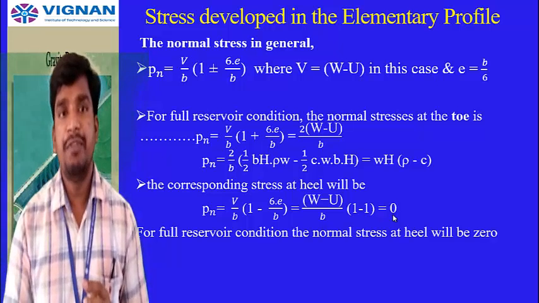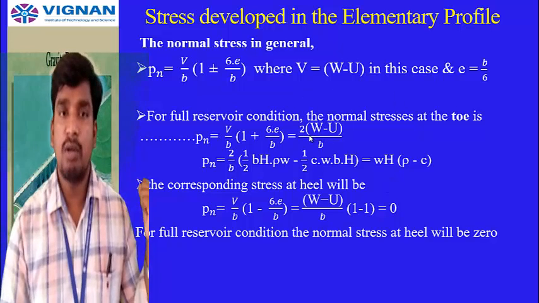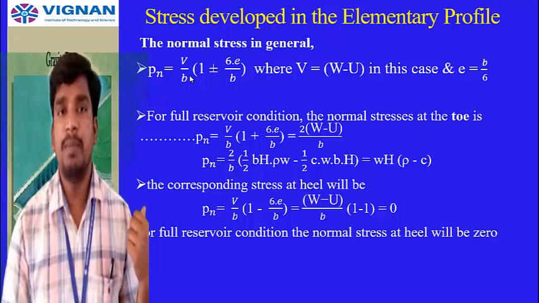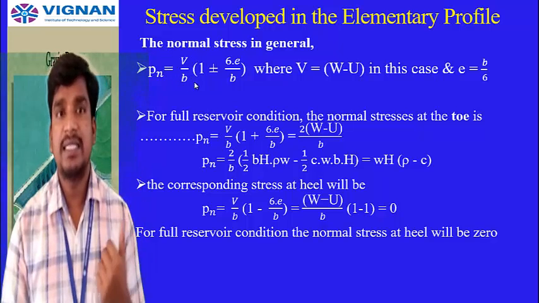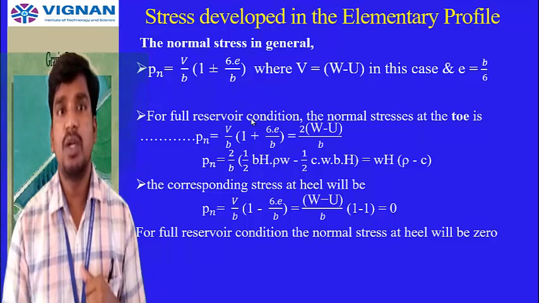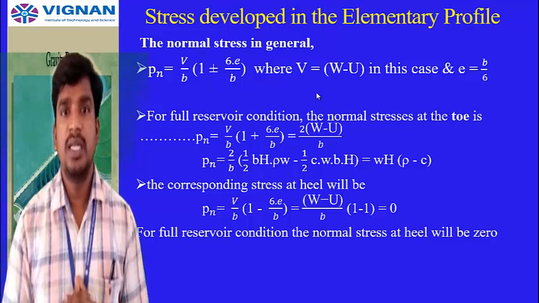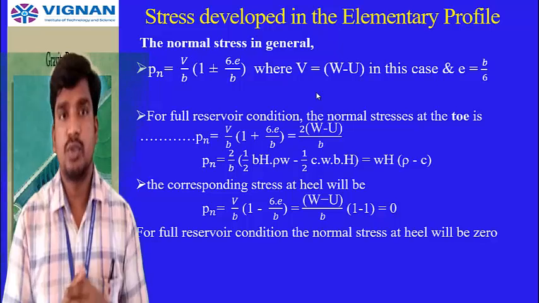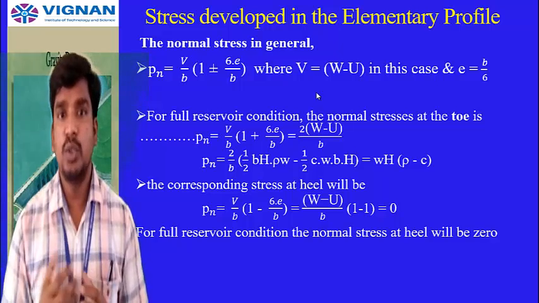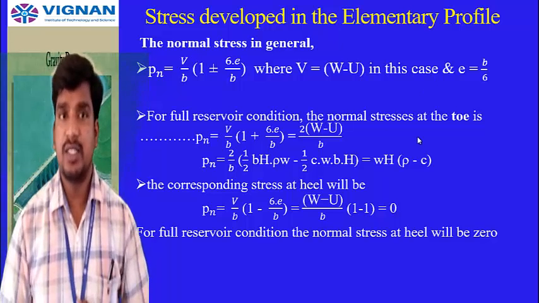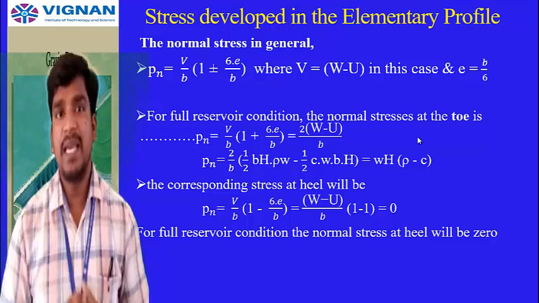If you take the normal stress condition in general, Pn indicates the normal stress, which is already derived in the previous equation: V by B into 1 plus or minus 6E by B. Here V is the net force, that is upward forces minus downward forces, so the weight of the dam, W, and the uplift pressure, U. So V is W minus U. And in this case, what is E? E is equal to B by 6, in order to develop no tension in the base of the dam.